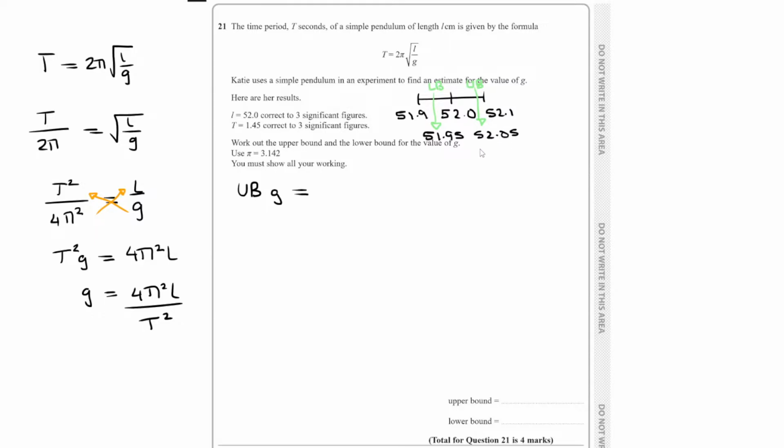And then the other one's not as difficult. For the other one, you just add the 5 and minus the 5 on the end. So we've got 1.445 for the lower bound, and 1.455 for the upper bound. That one's not as difficult, I think.